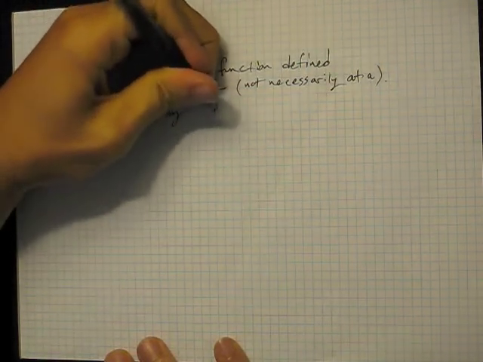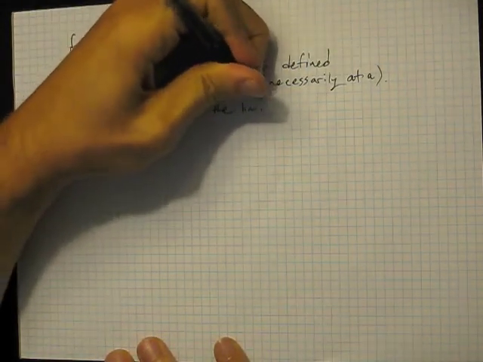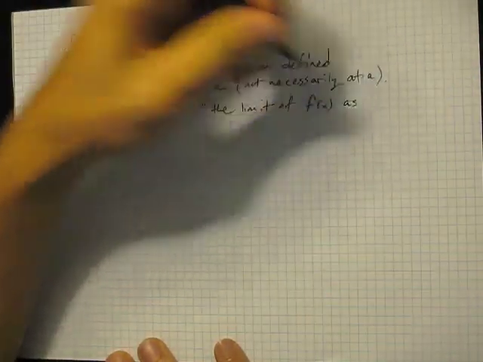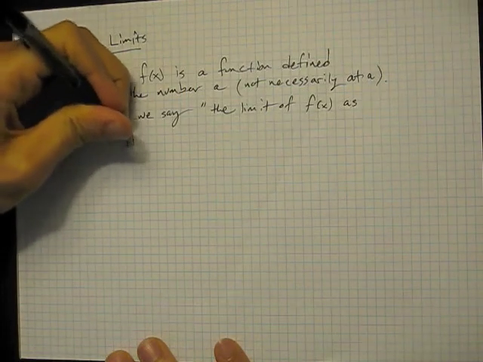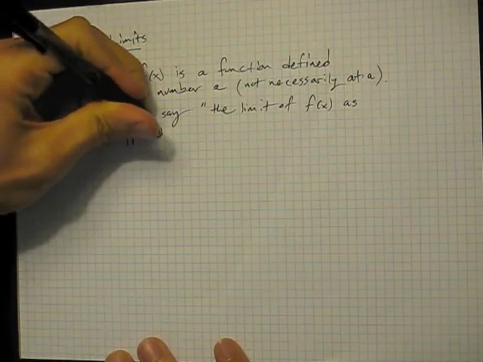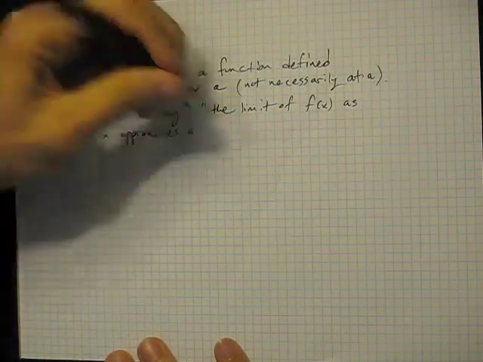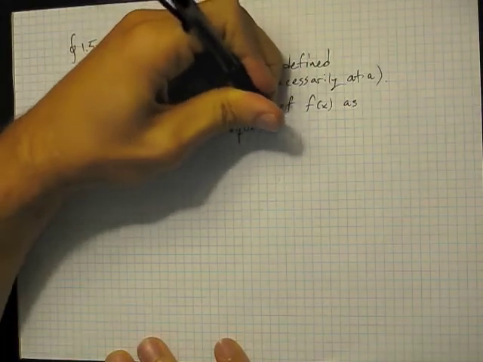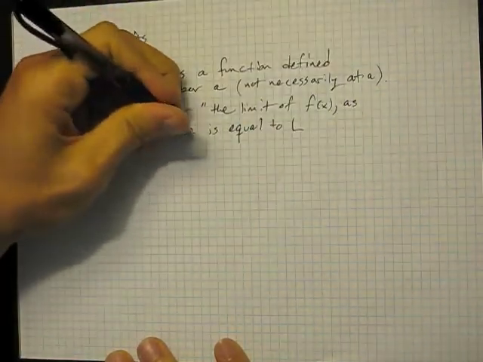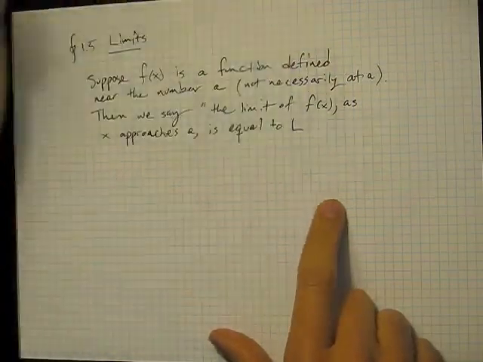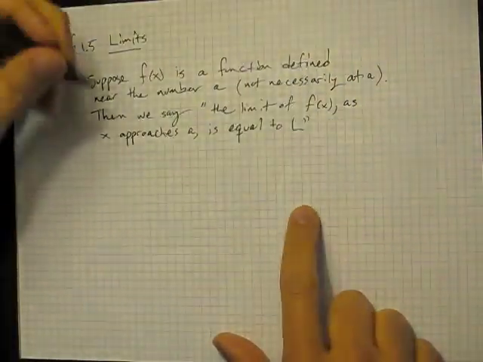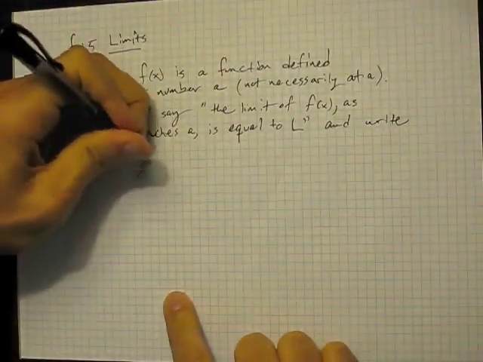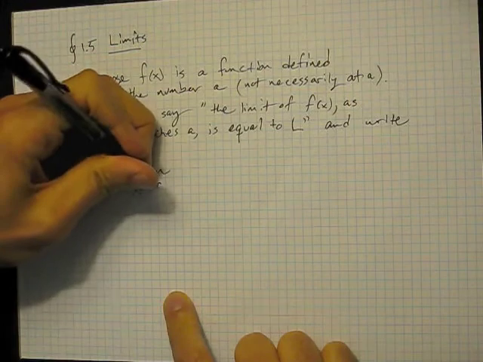the limit of f of x as x approaches a is equal to L. So this is the limit of f of x as x approaches a is equal to L. That's what we say, and we write this math symbol.